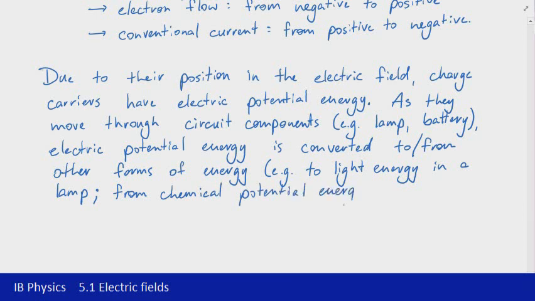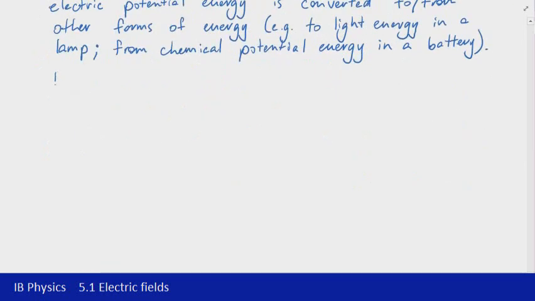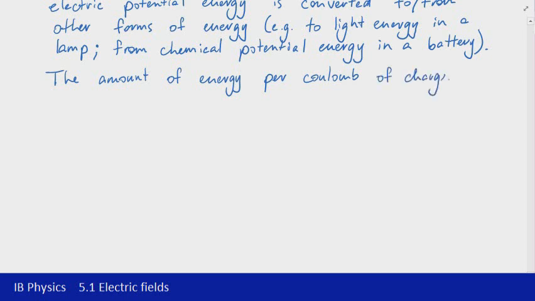So we need to be aware of both of those situations, so whether it's being converted from or to, and what the form is that it's being converted from or to as well. Now, the amount of energy converted per coulomb of charge, so we're now looking at a certain quantity of charge and how much energy is being converted as that charge moves through a circuit component. That's a particular quantity that you've probably heard of before, or at least heard the term. It's commonly known as voltage.